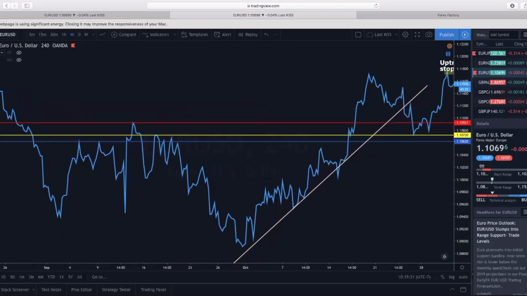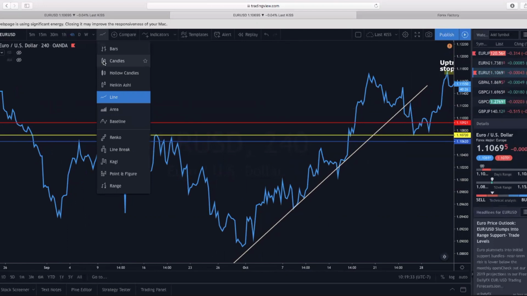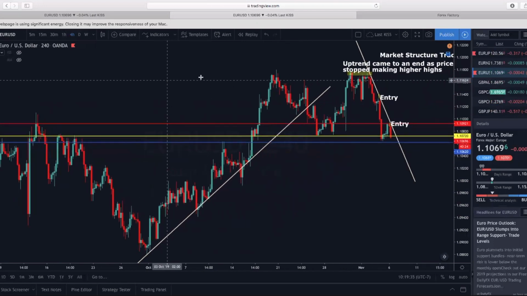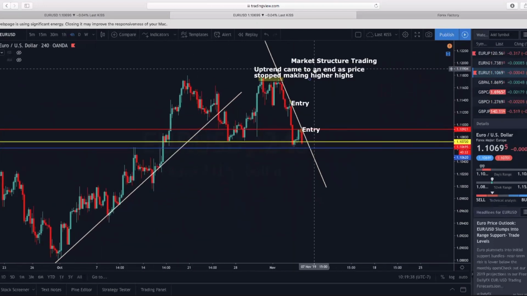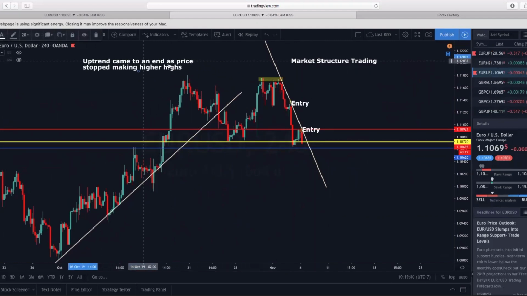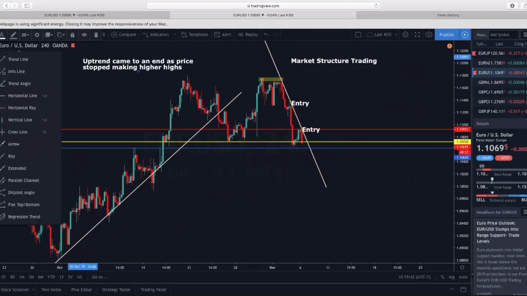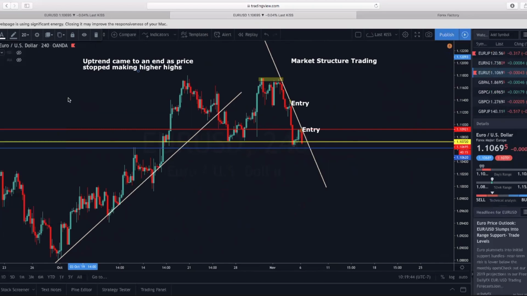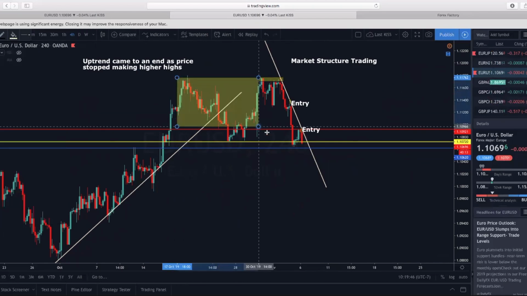When do we start changing our bias if that changes? I'm going to show you one of the things that I noticed. You'll see that price sort of went into a range, so to speak, and really wasn't showing any upward or downward movement. We just came into this range here.